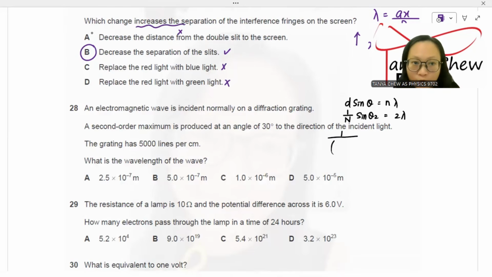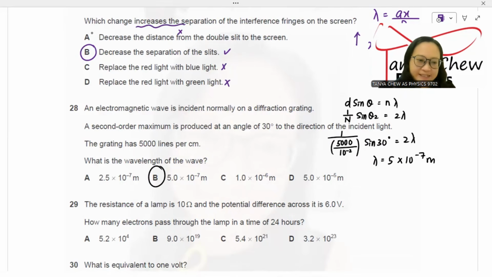1 over 5,000 lines per cm. You have to divide, right? You have to convert that cm to meter. sin 30 degrees is equal to 2 lambda. So lambda must be equal to 5 times 10 to the power negative 7 meter. B is the answer.